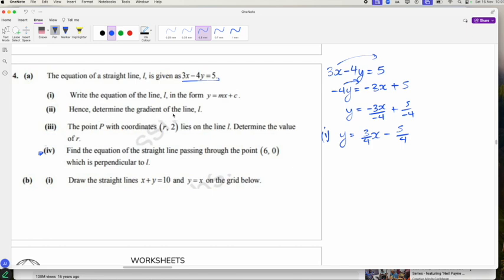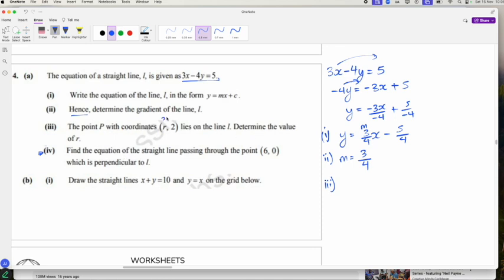Hence, determine the gradient of the line L. So the gradient of the line L, and they say hence, is obviously m. So part 2, this is m. So m is going to be 3 on 4. The point P with coordinates R and 2 lies on the line L. Determine the value of R.